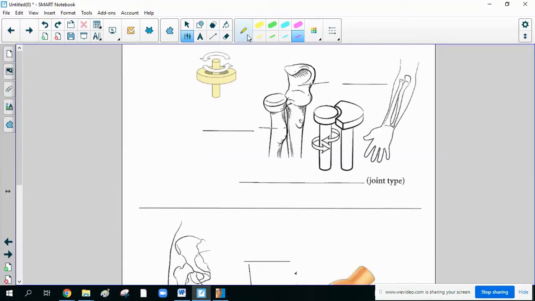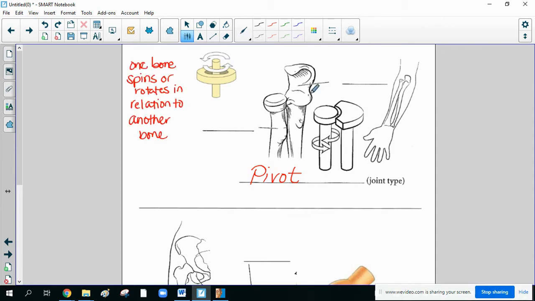Okay, the next joint that we're going to encounter in our notes is known as a pivot joint. And when you hear the word pivot, I want you to think of the word rotate or spin. So what we have here is one bone will be spinning in relation to another bone. The example that's pictured here, this bone right here is the radius of the forearm, and right next door to it is the ulna.